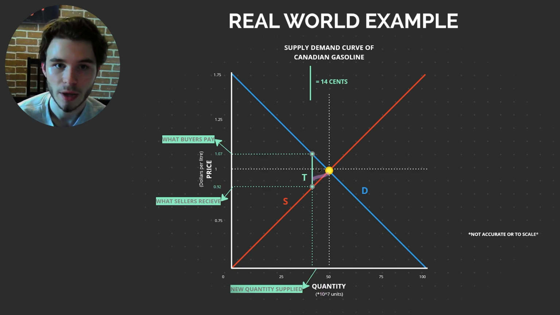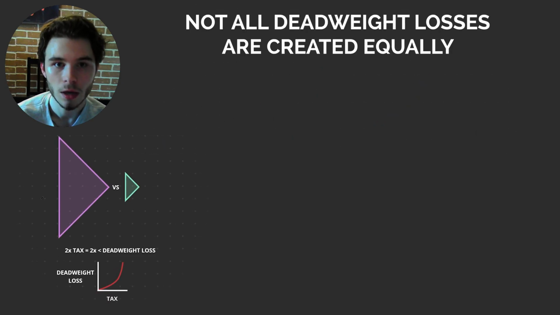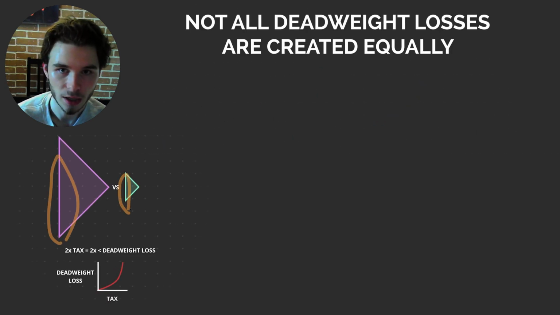The loss of what would be a mutually beneficial trade, gas for $1 per liter, will now not occur strictly because of this tax. This is the deadweight loss, and this is just one example of the economic inefficiency that taxes can cause. Not all taxes create equal deadweight losses, however.